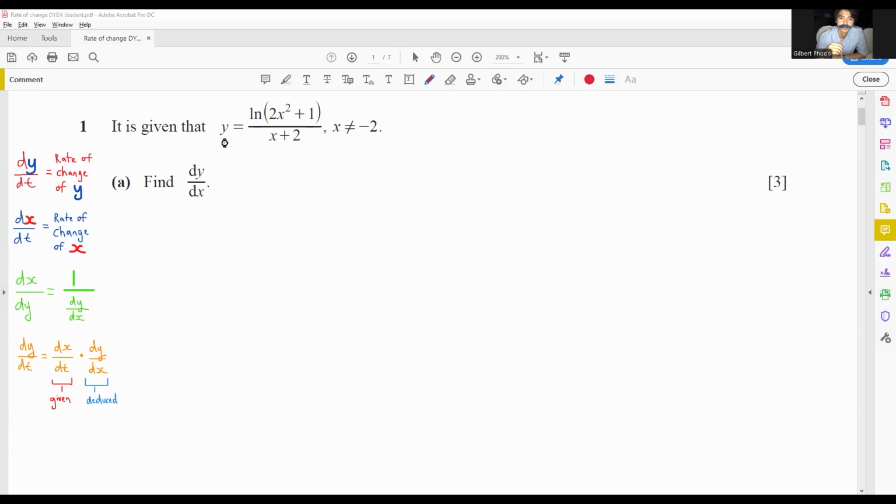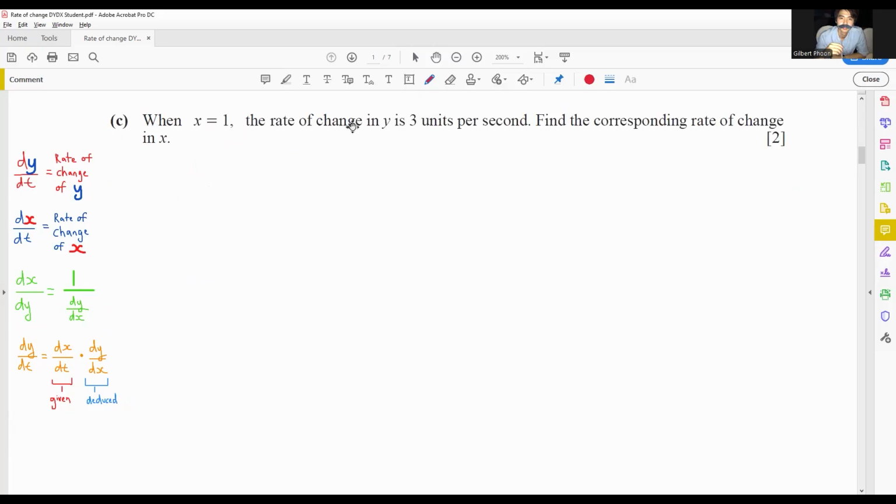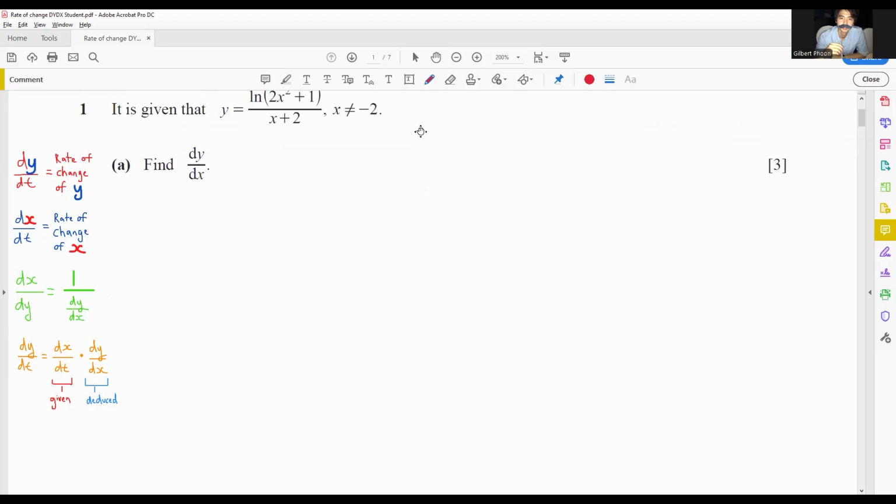So for your first question, it is given that y equals ln(2x squared plus 1) over (x plus 2). Find dy/dx, and then subsequently, they will ask you to find the rate of change. Okay, now let's do the first part here.